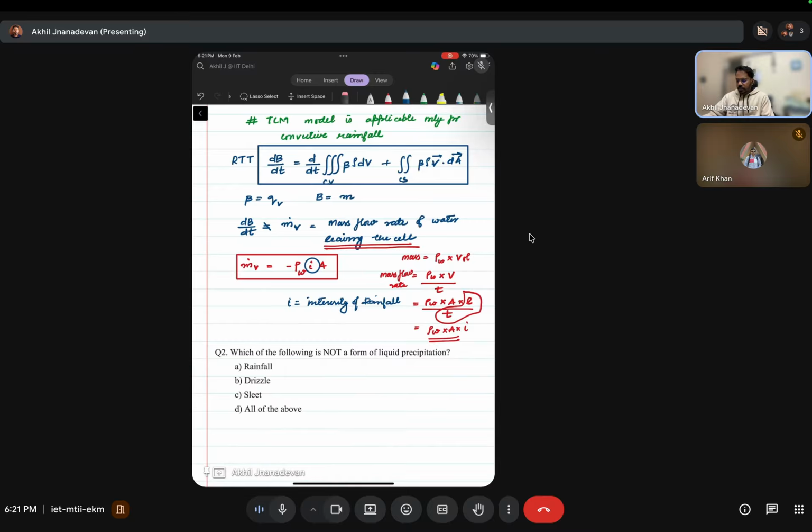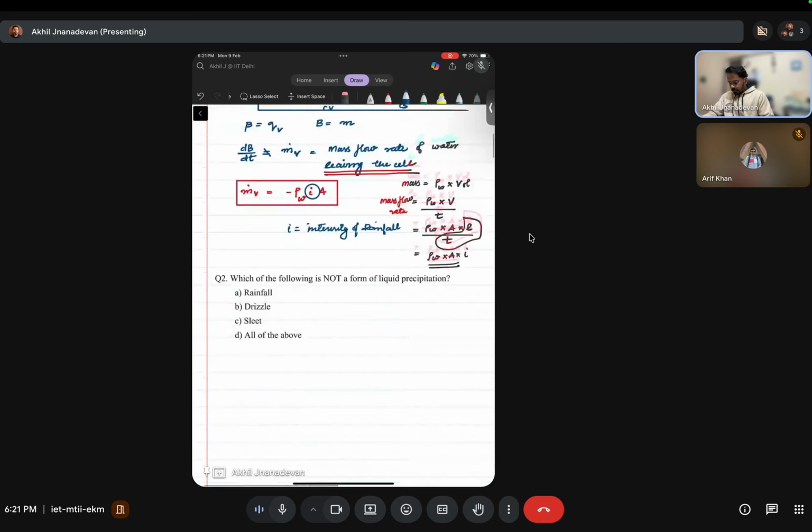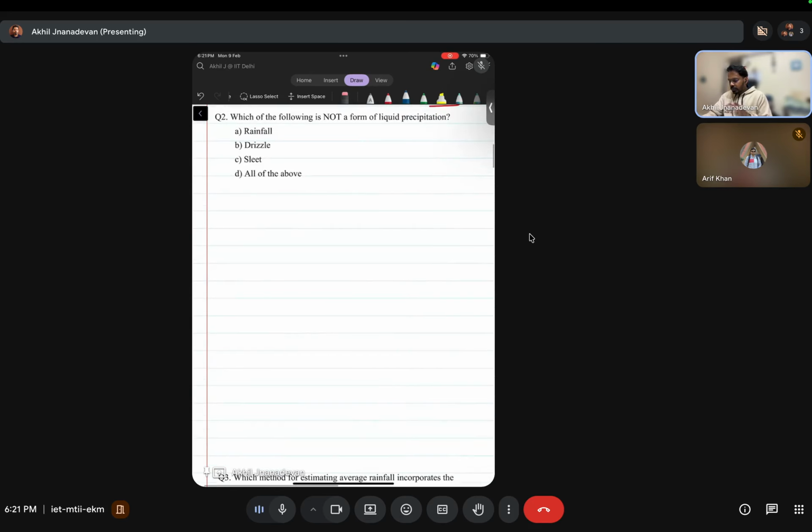So it is the continuity equation for water vapor to which we are applying the RTT, in the TCM model, to derive the intensity. Okay, so next we can move on to the second question.